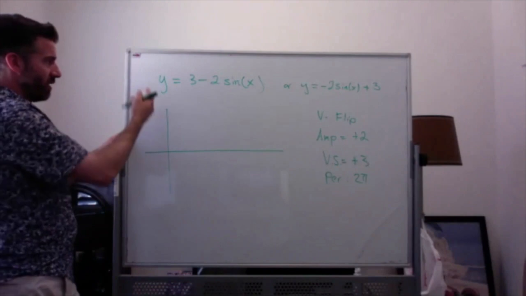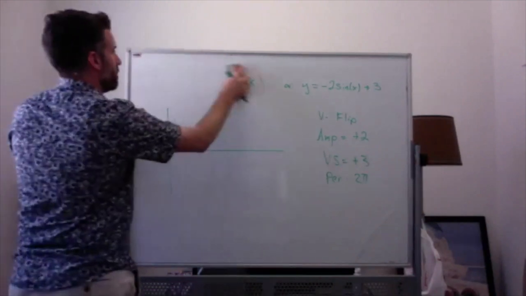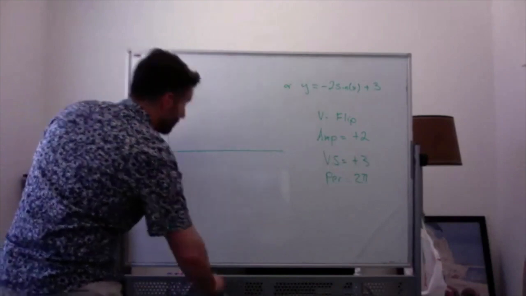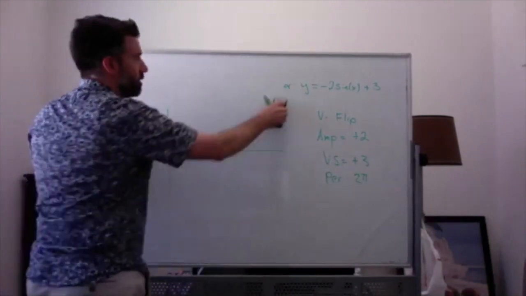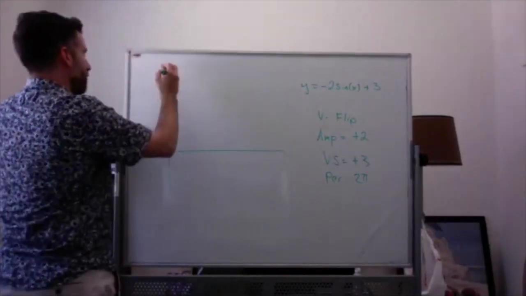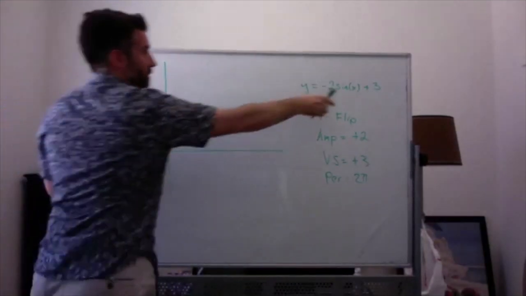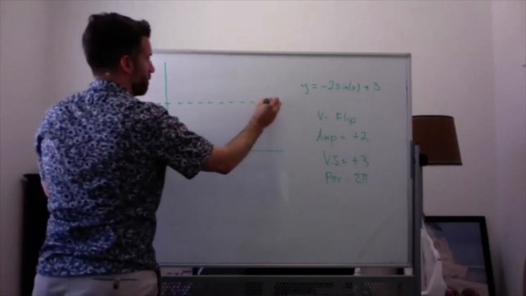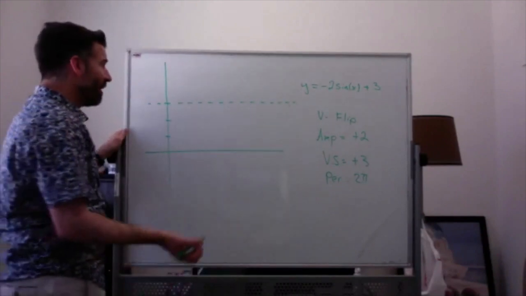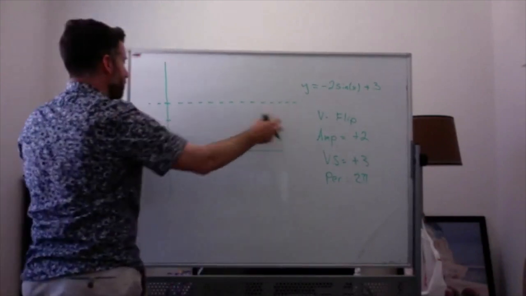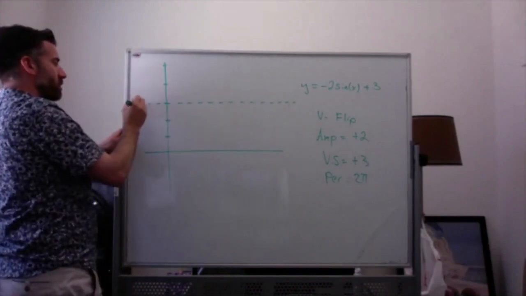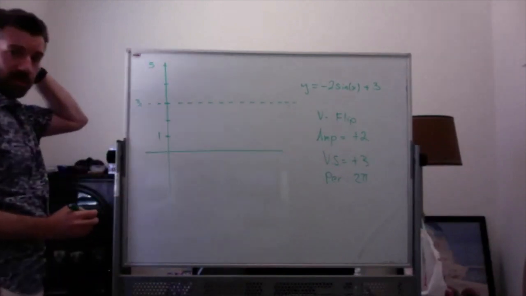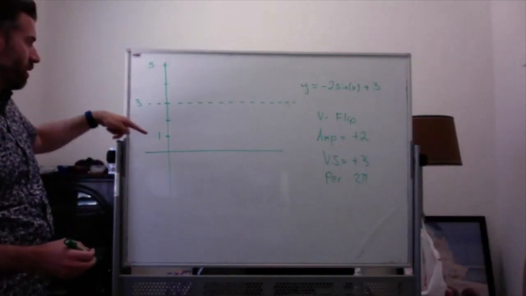So I probably need to give myself enough vertical room. I'm going to erase this. Actually, it's written over there. I don't need to erase it. I don't need to rewrite it. Perfect. Because I know that I'm going to go up 3. There's my new middle line. And then my amplitude is 2. So I have to be able to go 2 above it to 5 and 2 below it to 1. So those are my high, my middle, and my low.